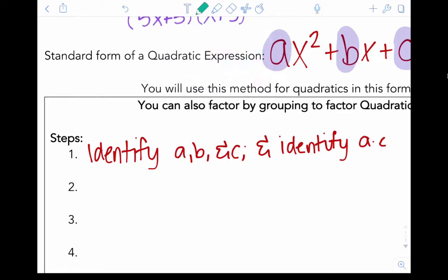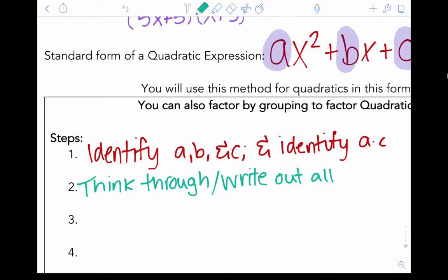Our second step is we're going to think through, or we're going to write out all the factors of AC. So at least for the first couple problems, we're going to be writing them out, and then as you get more used to this and you get more practice, you're going to get to a point where you'll be able to just think through those factors.